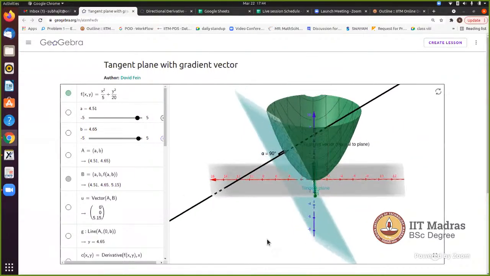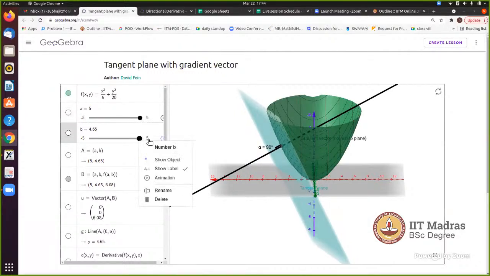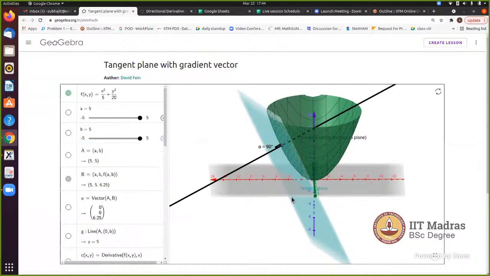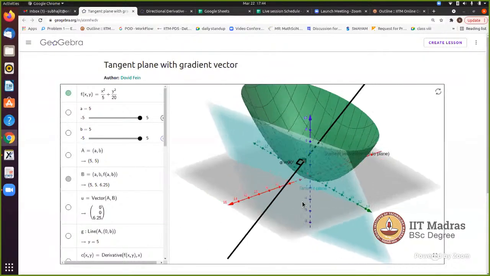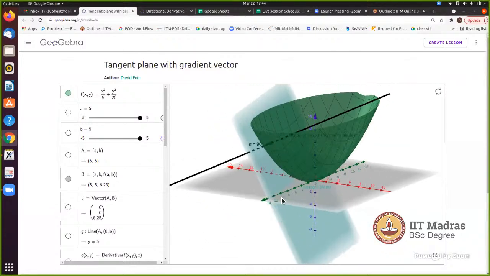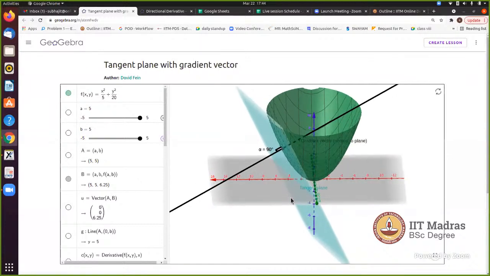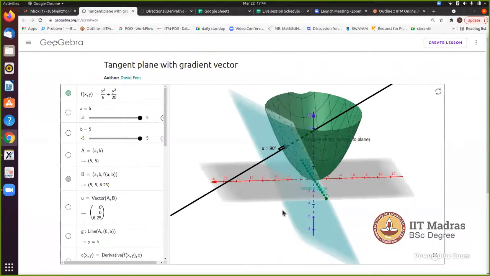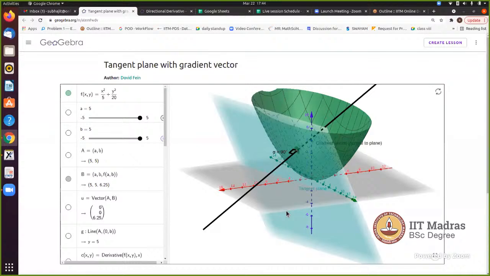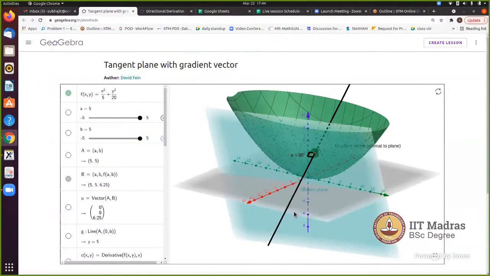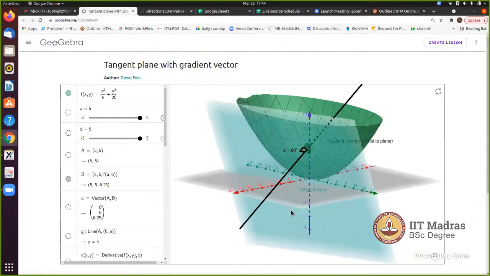So here I have taken some points. Let me fix it at 5,5. At this point 5,5, we are considering the tangent plane. So this is how tangent plane will look. Now, if we calculate the gradient vector at that point, you will see the gradient vector will be along this straight line, which is perpendicular to this tangent plane. That is the geometrical significance of the gradient vector. So gradient vector is basically the normal to the tangent plane.